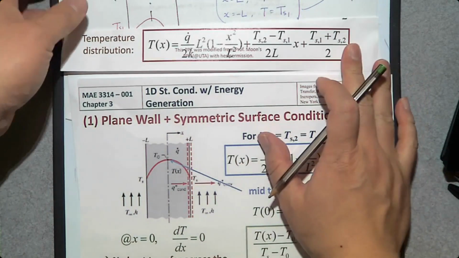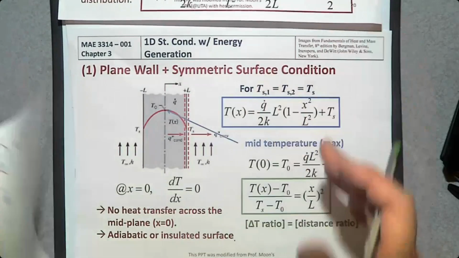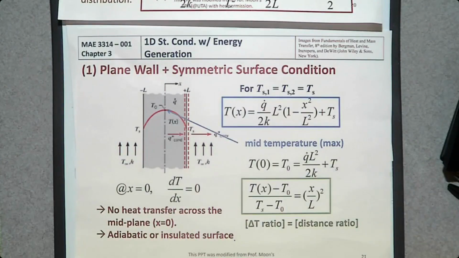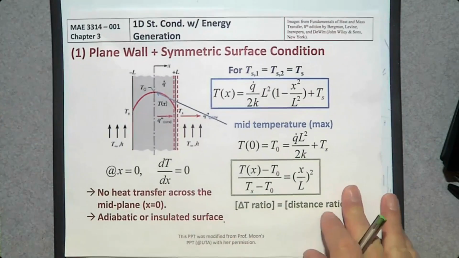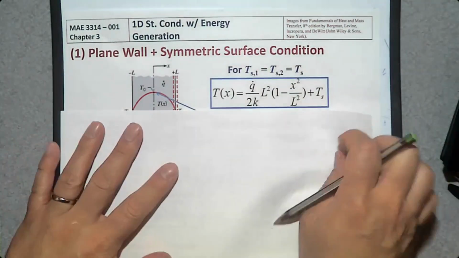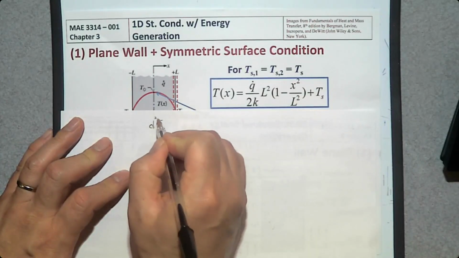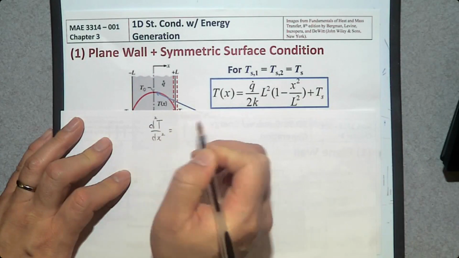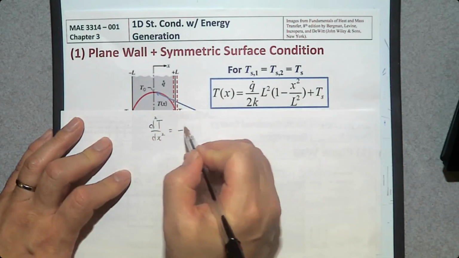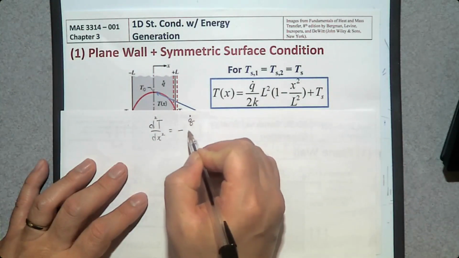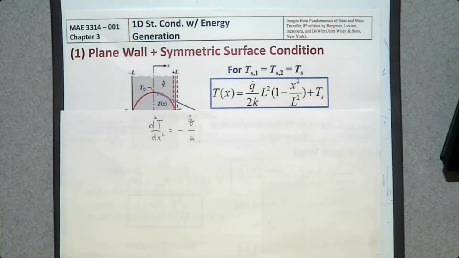Then we can start from the same equation, which is right here. So the heat equation for this symmetric boundary condition, in differential form, is d squared T over dx squared equals minus q dot over k. So to solve this equation, you can integrate twice, right?